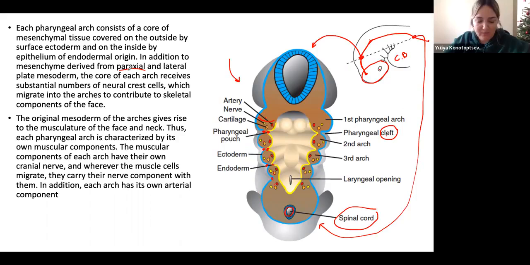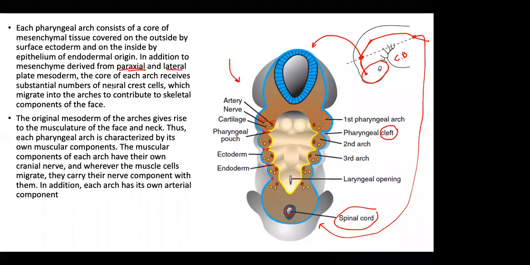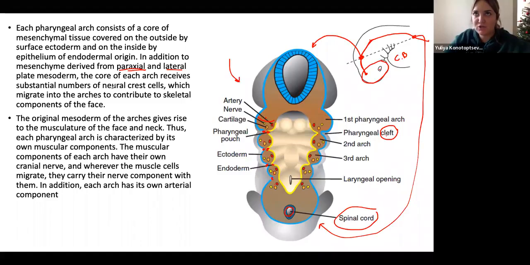So it has paraxial mesoderm, it has lateral plate, it has mesenchyme. You must remember that mesenchyme is embryonic connective tissue. And where does connective tissue come from? Mesoderm. So be that paraxial mesoderm or lateral plate mesoderm, it gave rise to mesenchyme in these particular regions of the arches. So that's the third thing that is present in the core.